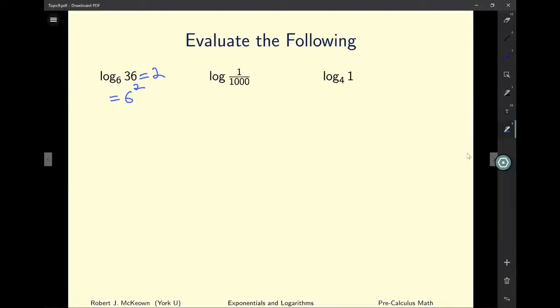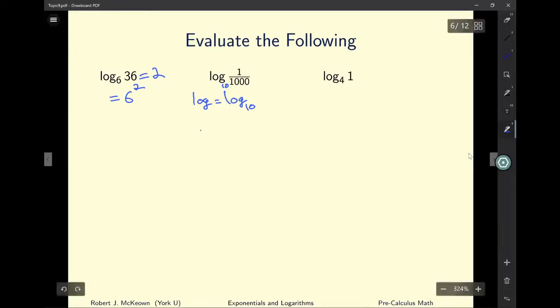Let's look at the next one, log of 1 over 1000. Notice that there is no base here. If we just see log, that means we're evaluating log base 10. Now, it can be a little bit confusing. Sometimes economists use the natural logarithm so much that we just write log, and you're supposed to know that it's a natural logarithm. We'll talk about the natural logarithm in the next series of videos. But for now, whenever you see log with no base, I want you to think log base 10. So here we actually have log base 10 of 1 over 1000.